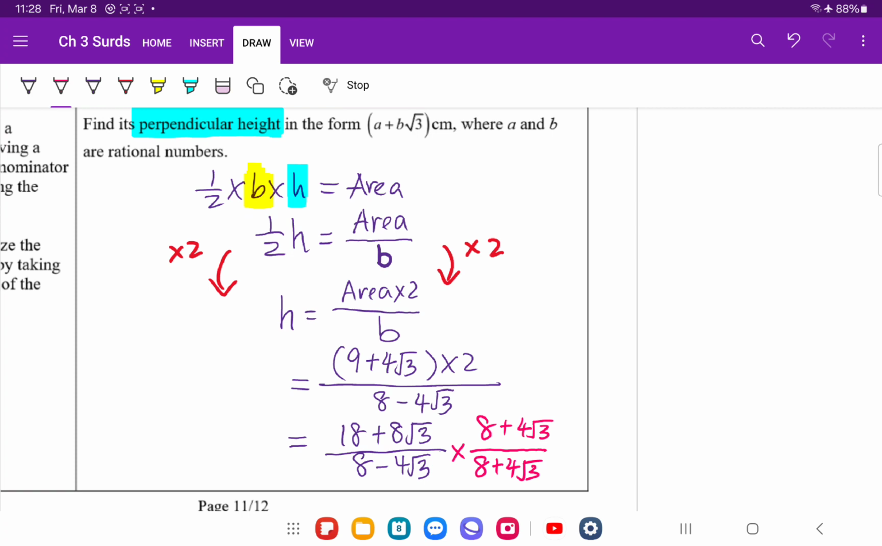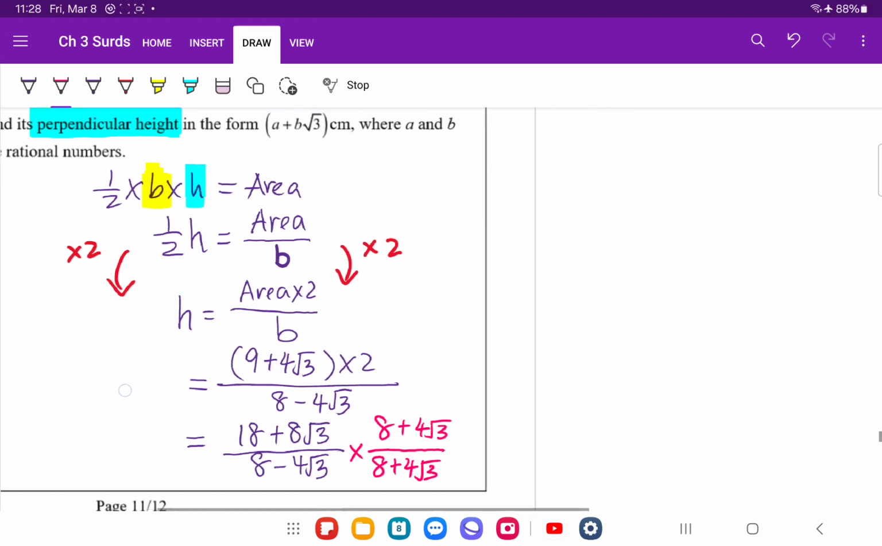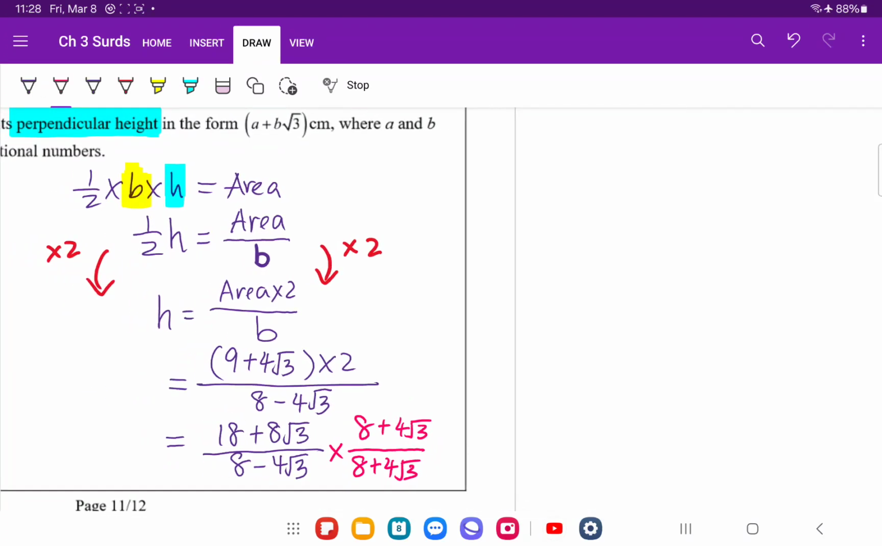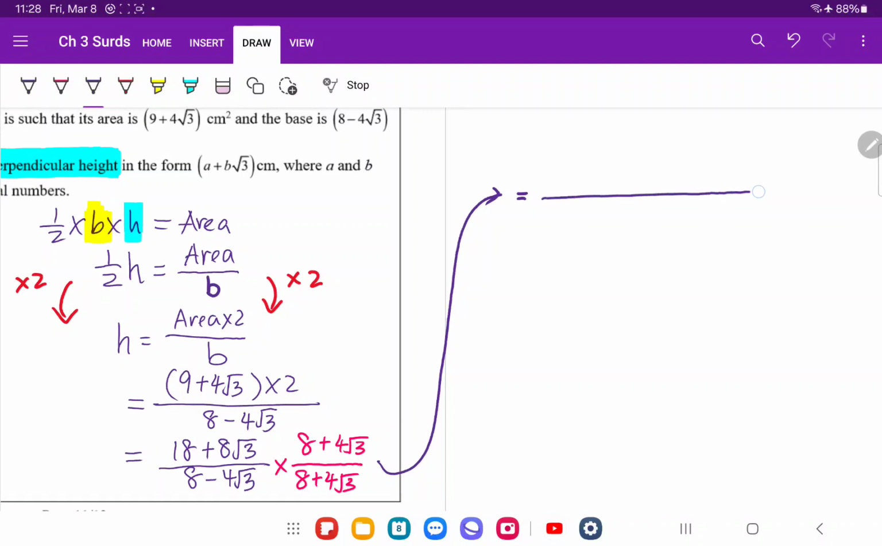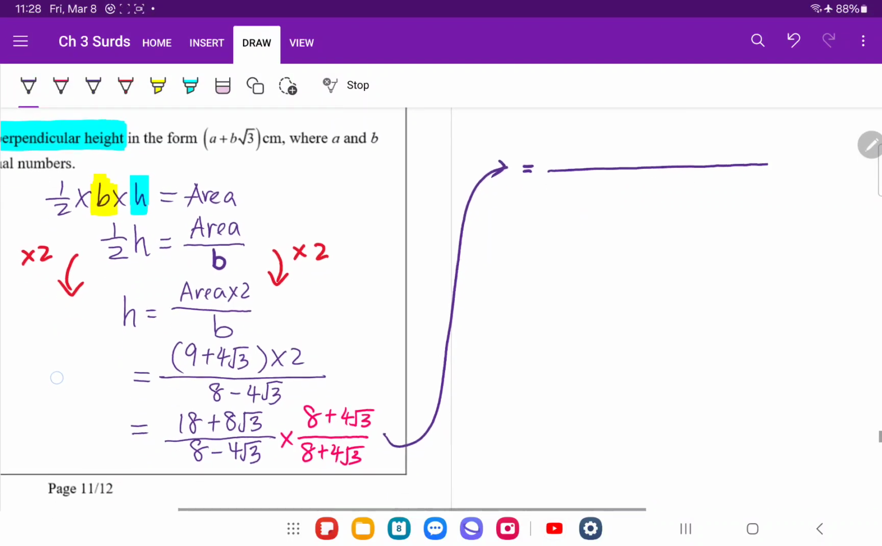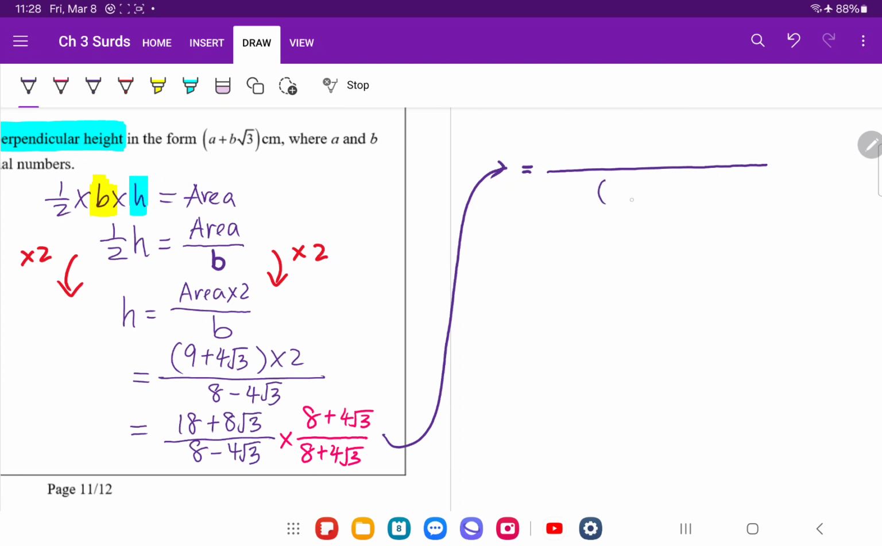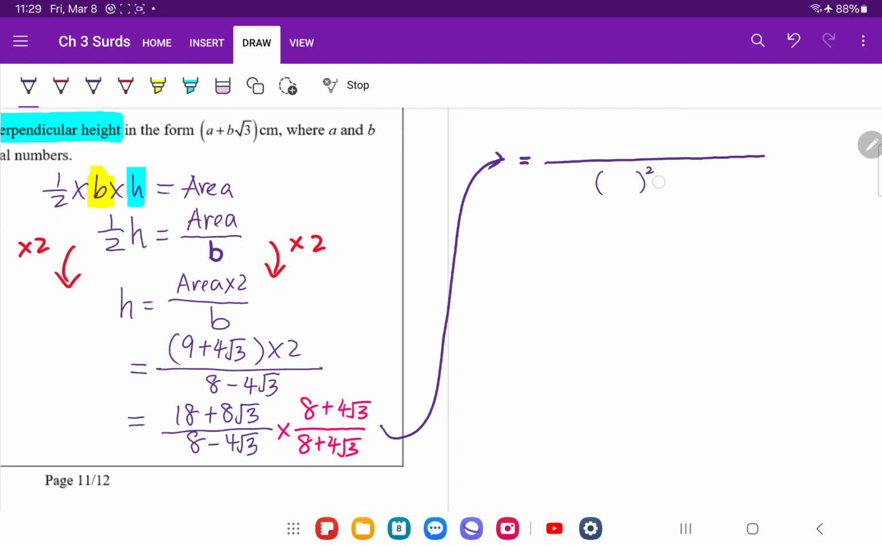Okay, this time we already reached the next step. I will start writing. You slowly check. You will notice that I always start writing the denominator first. Bracket square minus bracket square. That's my usual step.